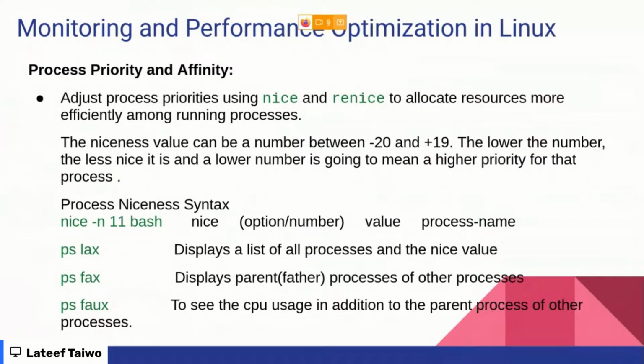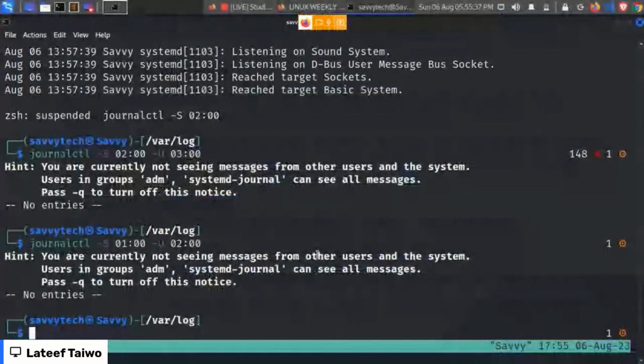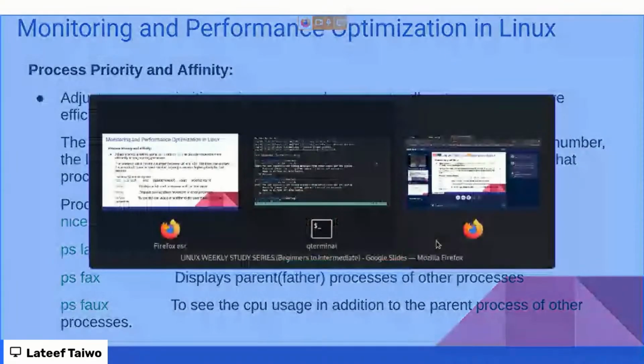So this is the syntax for nice: the nice command, -n, the value 11, then the process name bash. So I can do nice -n 11 bash to give a niceness value of 11 to the bash process.